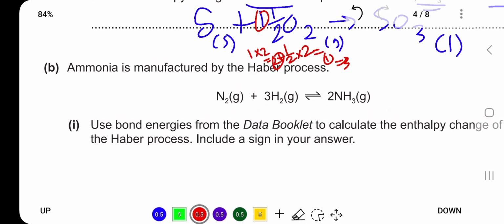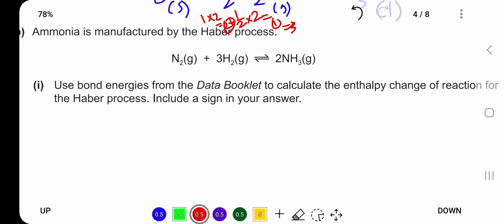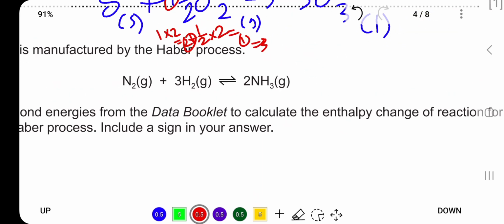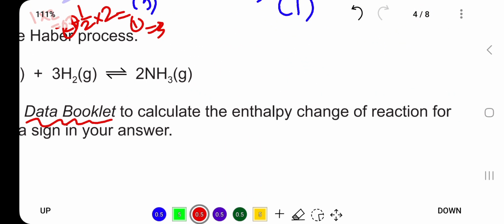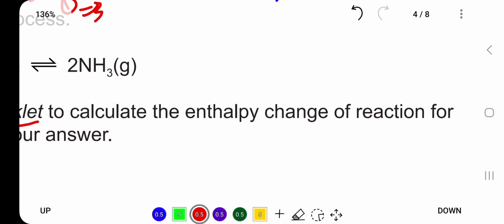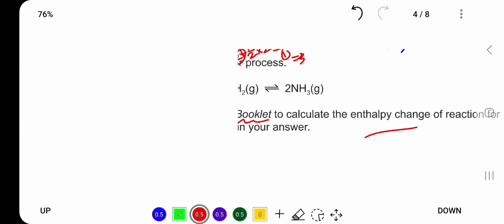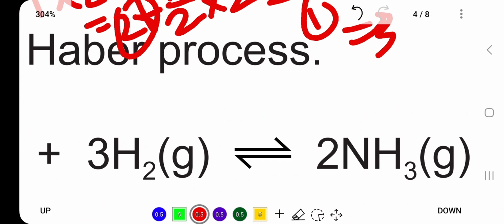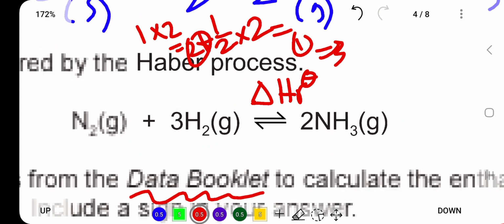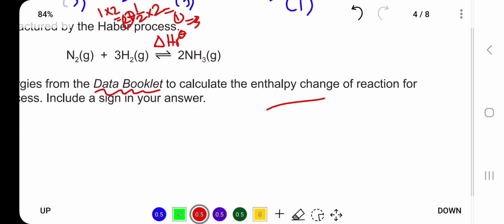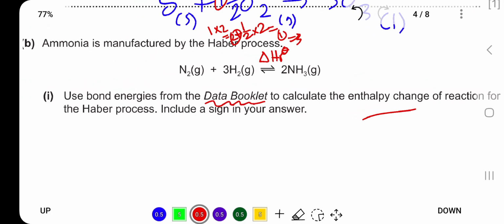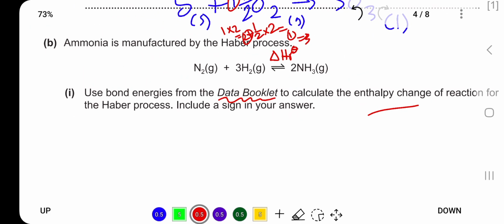Anyways, ammonia is manufactured by the Haber process. Use the bond energies from the data booklet, that will be given to you in the exam, so don't panic, to calculate the enthalpy change of reaction. Enthalpy change of reaction is always the reaction that they give you. Okay? For the Haber process, include a sign in your answer. Alright.